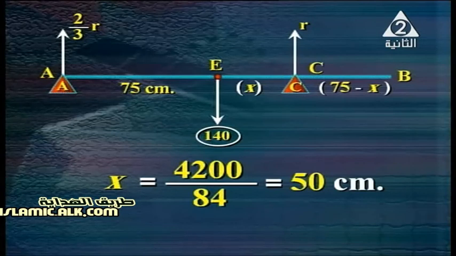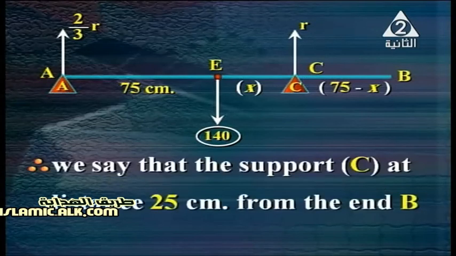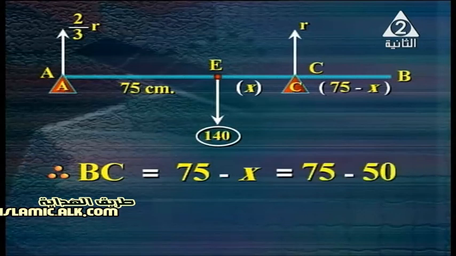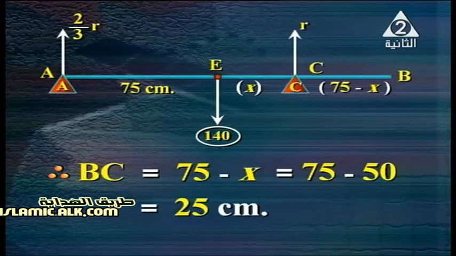What do you mean? The 140 is nearest to point C at 50 centimeter. We say that support C is at a distance 25 centimeter from the end B. Why? Because x equals 50. 75 minus 50 equals 25 centimeter. BC equals 75 minus x. 75 minus 50 equals what? 25 centimeter.